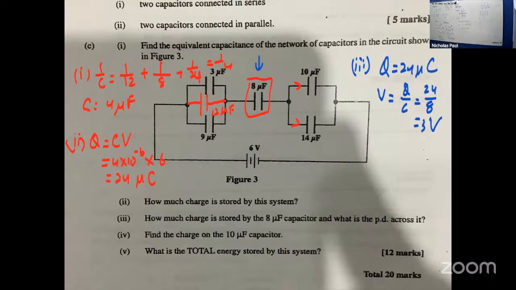We know how to find charge, right? Charge is what? We know that Q from our formula there is capacitance by voltage. We know the capacitance is 10, but we don't know the voltage. How do we get the voltage?